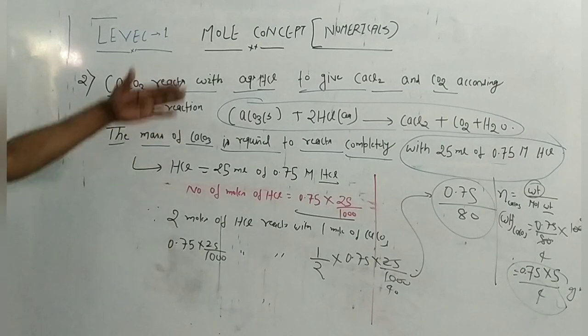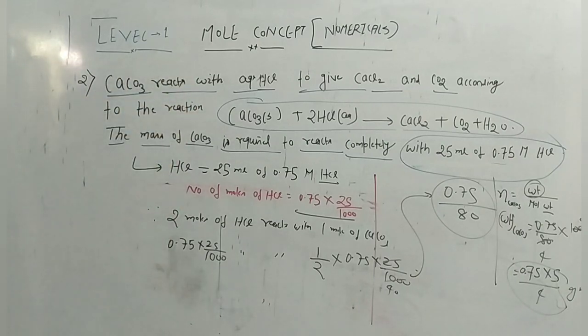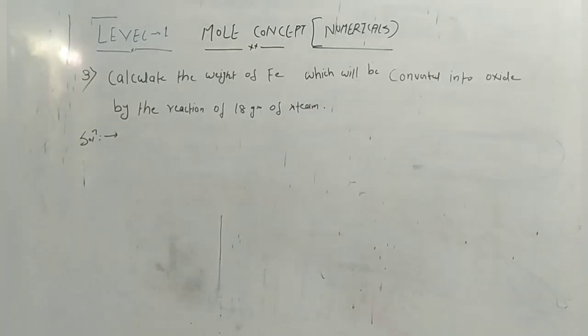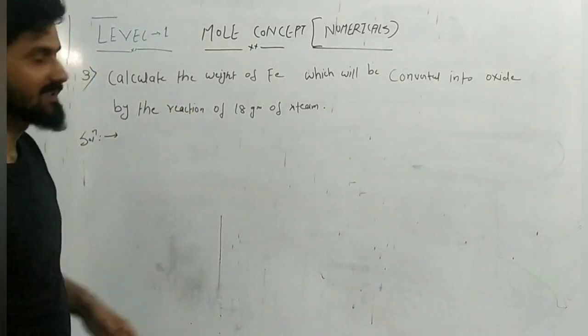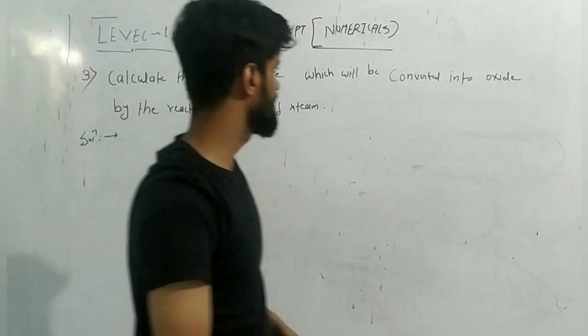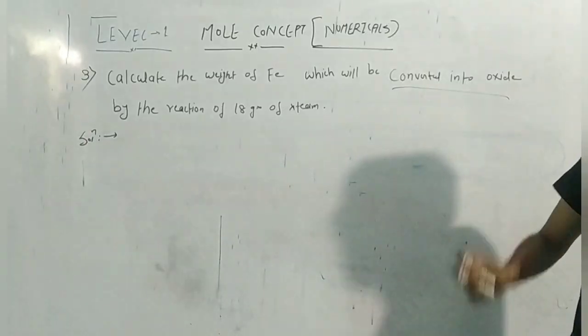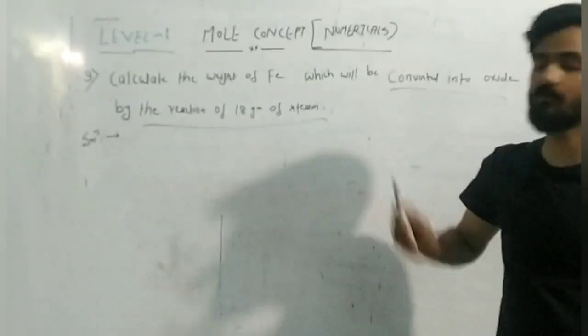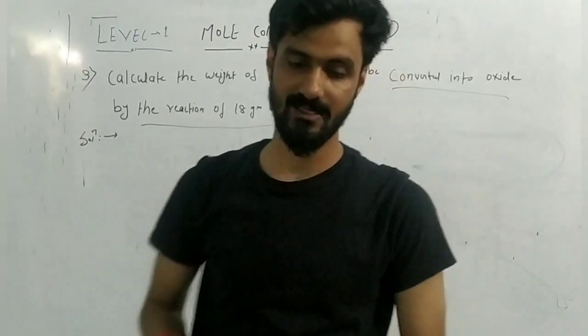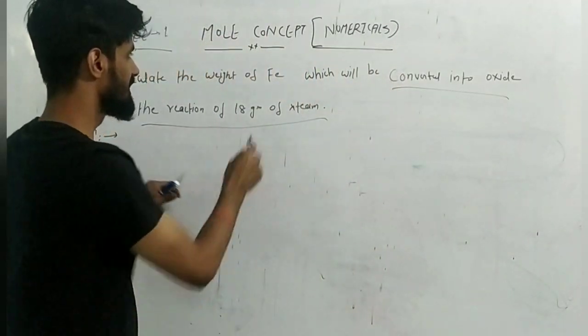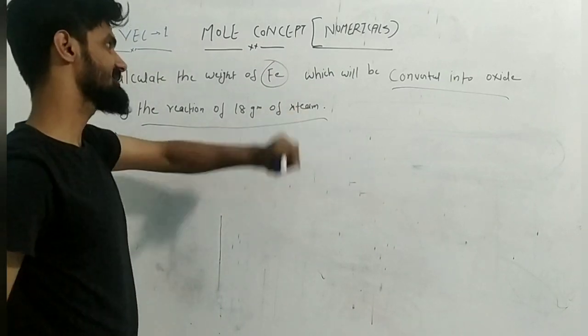So you can calculate it, just write it down. So my dear student, this is the third question. The question is asking: calculate the weight of Fe which will be required to convert into iron oxide by the reaction of 18 gram of steam. So just try to understand in which way we will be approaching the question. So the weight of Fe is what is being asked.